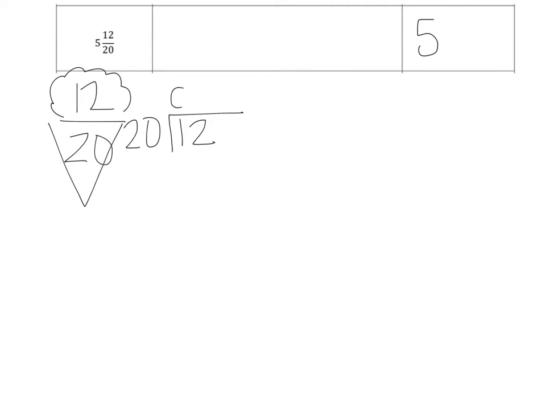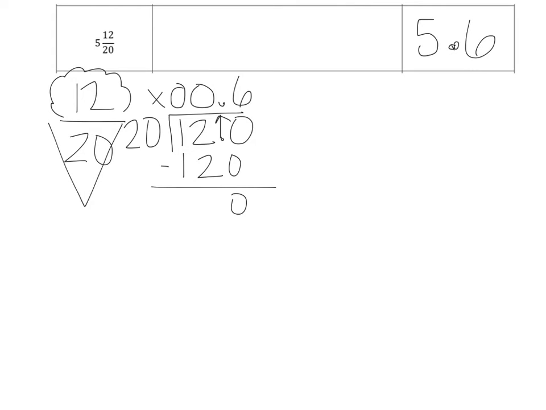20 does not go into 1. It does not go into 12. So I'm going to add a decimal. Bring that decimal up and add a 0. 20 goes into 120 6 times. 6 times 20 is 120. We subtract and get 0. So I have 6/10. So my answer would be 5 and 6/10.